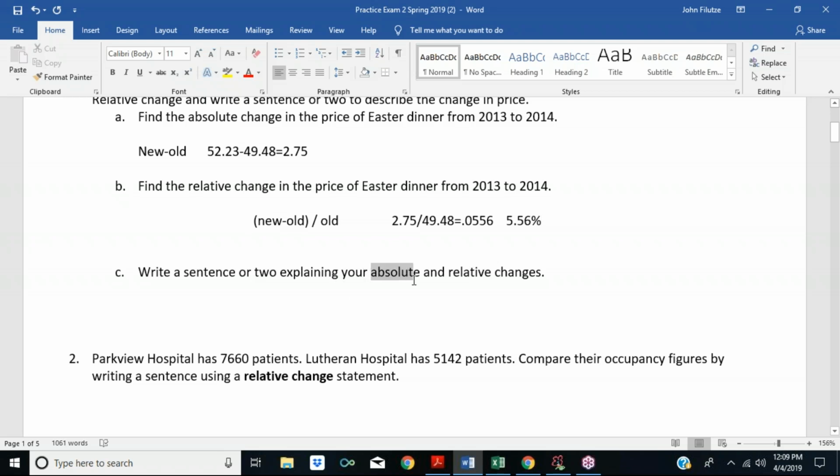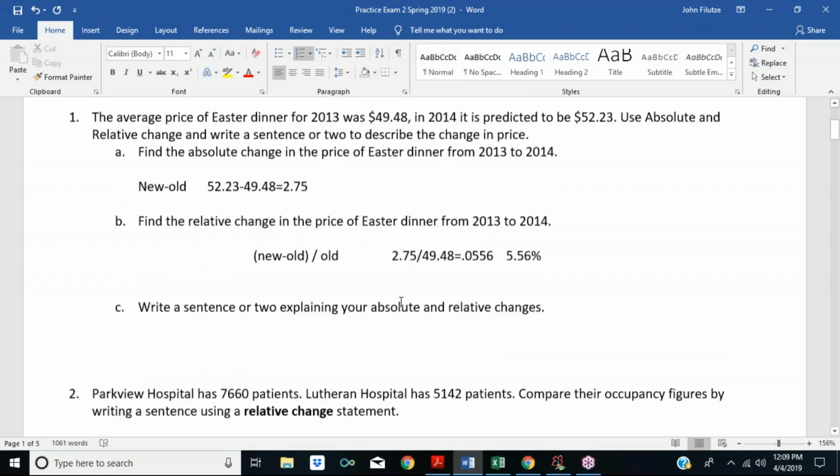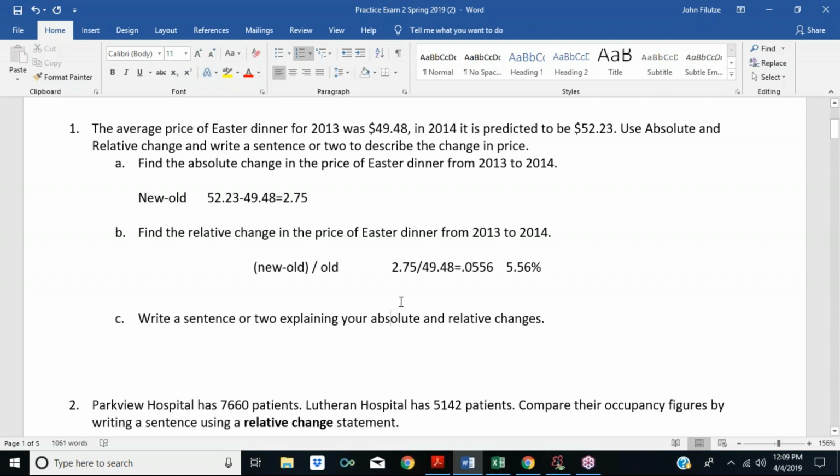So describing absolute and relative, we could say the price of Easter dinner went up $2.75 from 2013 to 2014, and that represents a 5.56% increase. Not rounded. Help me out, Brian. Be a little more specific for me.